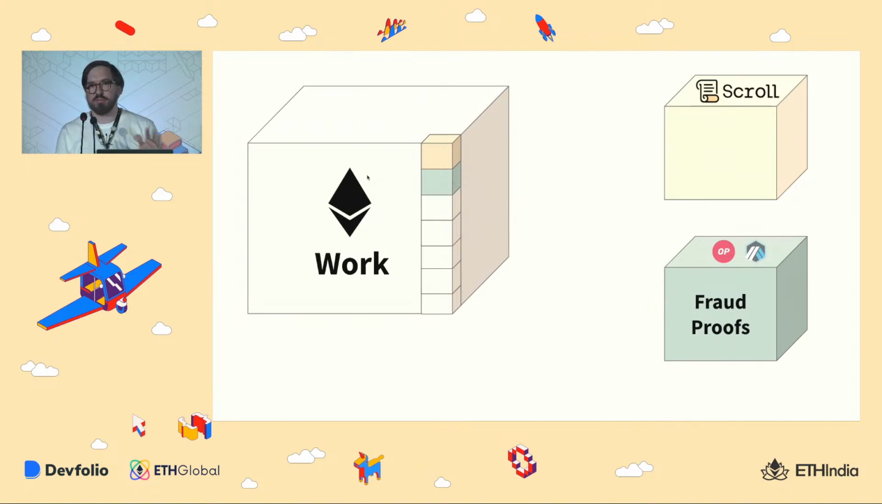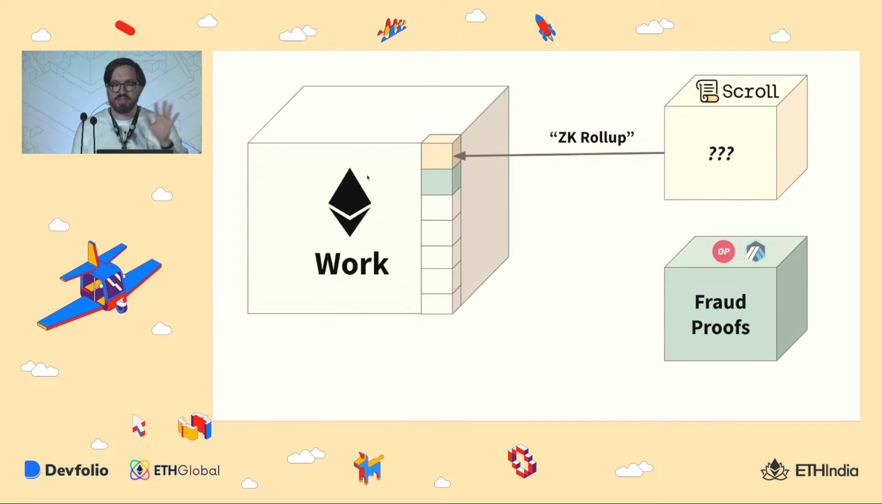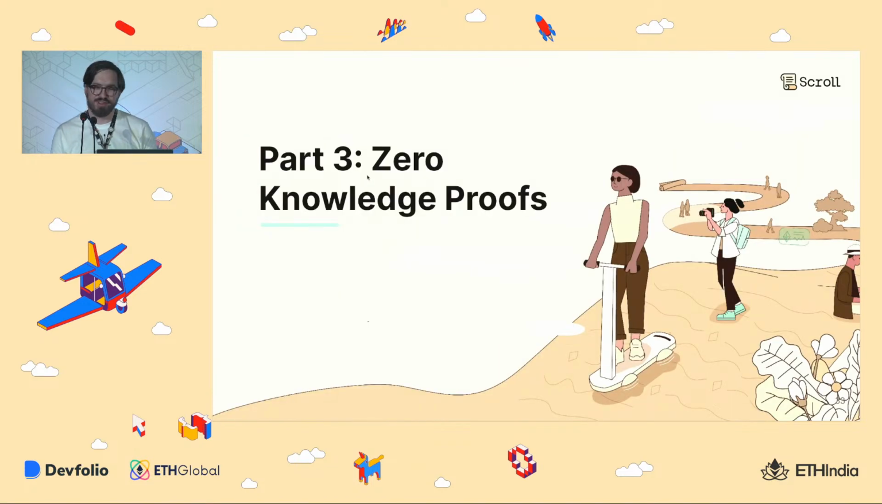Now, Scroll takes a different approach, right? What we do is we put all that data on chain, and for something that we call a ZK rollup. We are not an optimistic rollup, we're a ZK rollup. And unfortunately, this means I now have to talk about zero knowledge. So let's get into part 3, zero knowledge proofs.